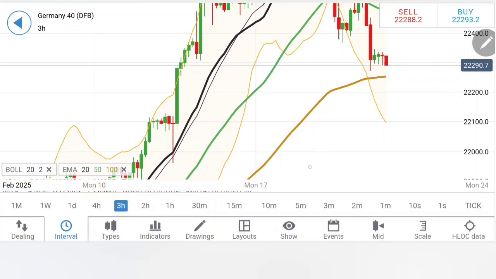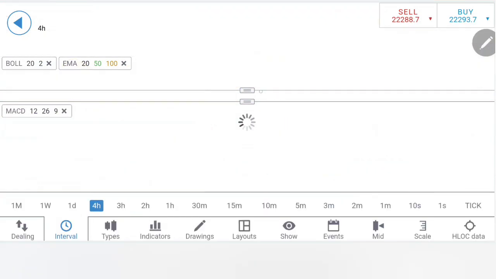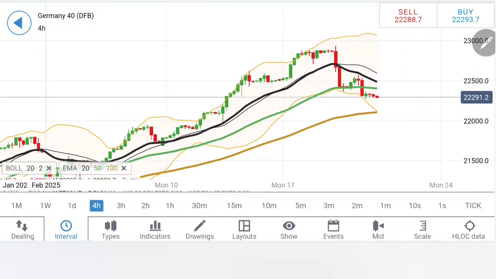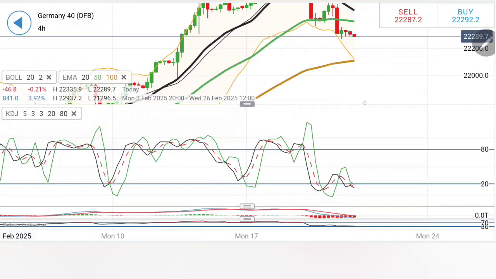Let it stay below the 22,060-040 zone. Things are slightly oversold on the 3-hour charts. On the 4-hour charts, increasing body size, increasing bearishness, suggestive of more down move here. Let's wait for it to break below 22,060-040.